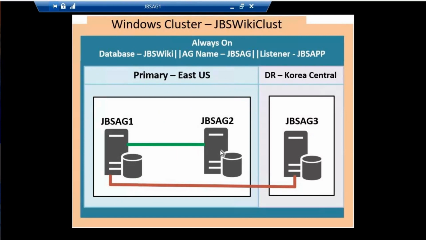JBS AG1 and JBS AG2 are configured as synchronous replicas. JBS AG3 is configured as an asynchronous replica as far as this availability group is concerned. We have availability group JBS AG configured. The JBSWiki database is part of this availability group JBS AG. Importantly, we'll be using the listener JBS APP for this demo.